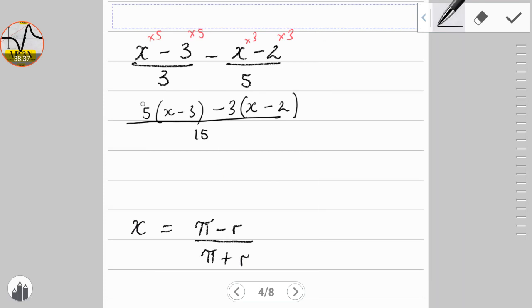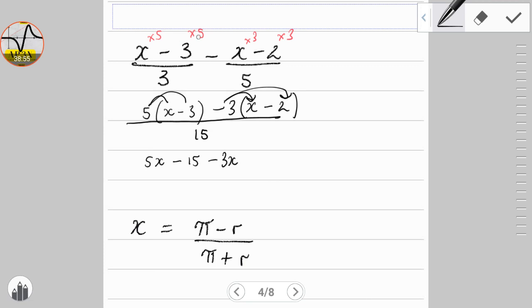So here, now we're going to be distributing the 5 with both terms here, and we're going to be distributing the minus 3 with the minus 2 here. So 5 times x is in fact 5x, and 5 times 3 is 15. Okay, and then we have negative 3 times x is negative 3x.